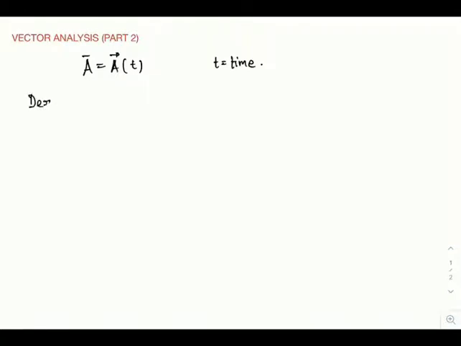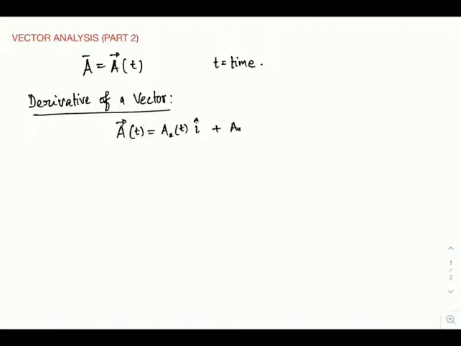Here A is a vector which is a function of time t, and we are going to find the derivative of a vector. How to find a derivative of a vector? Let's find the normal derivative. So vector A, which is a function of t, can be written in rectangular coordinates like Ax(t) i, Ay(t) j, Az(t) k, and all are functions of t. That is, all components are functions of t.